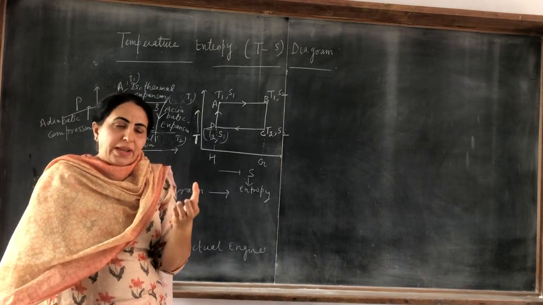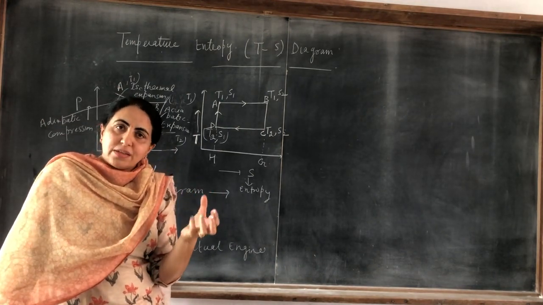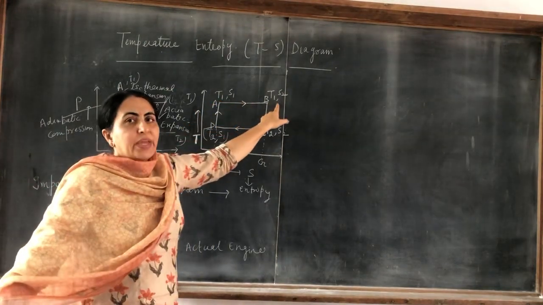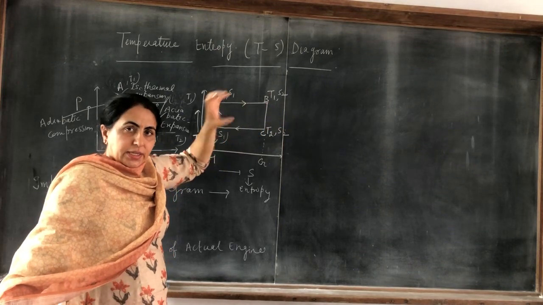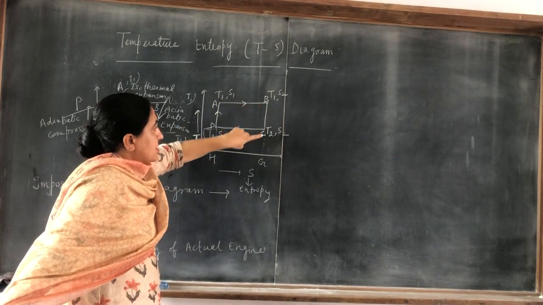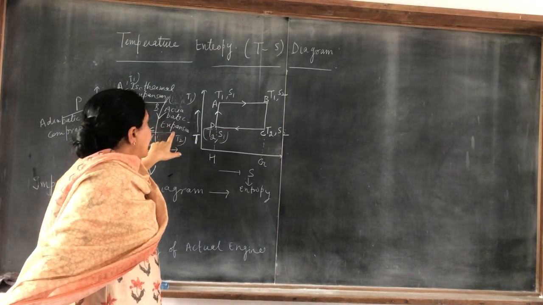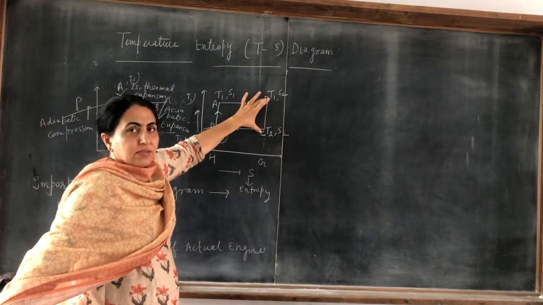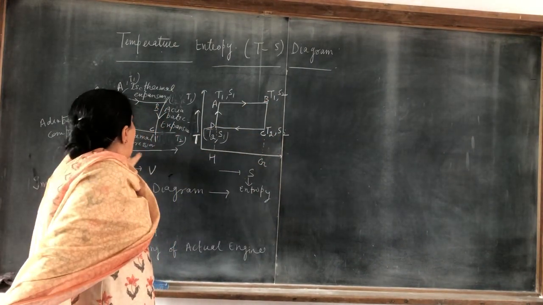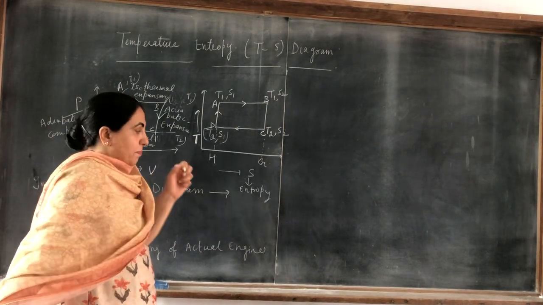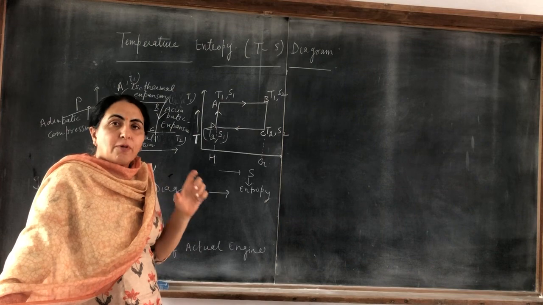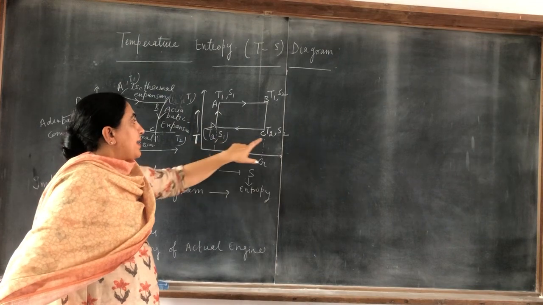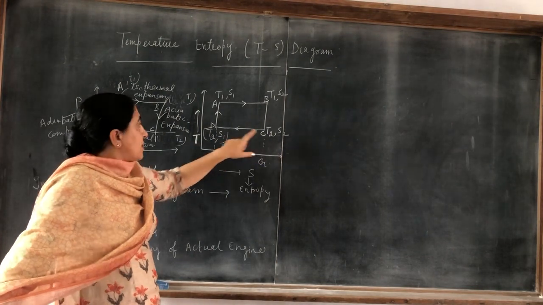So I again repeat, isothermal expansion. When there is an expansion, volume increases, pressure decreases, and entropy increases from S1 to S2. Clear? And for adiabatic expansion, entropy remains constant and temperature changes. Then for isothermal compression, compression means volume decreases. If volume decreases, entropy decreases from S2 to S1, and because it is isothermal, temperature remains T2.